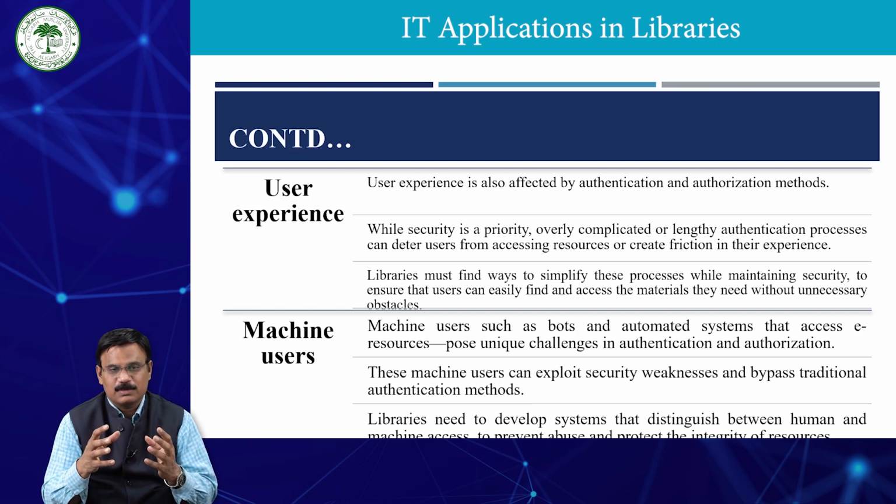And the machine users, such as bots and automated systems that access e-resources, pose unique challenges in authentication and authorization. These machine users can exploit security weaknesses and bypass traditional authentication methods. So libraries need to develop systems that distinguish between human and machine access to prevent abuse and protect the integrity of electronic resources available in our libraries.